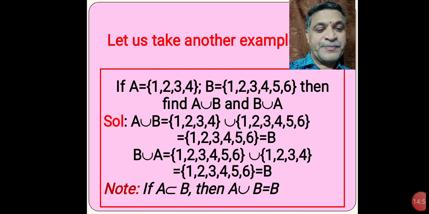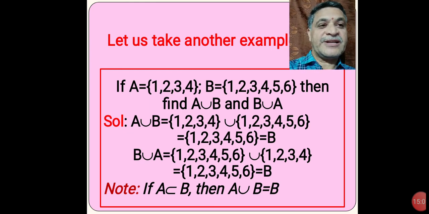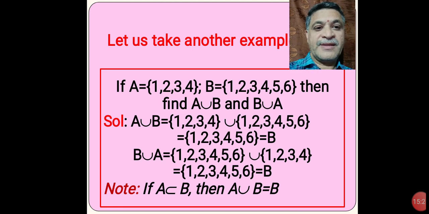Go to B union A. Write B, 1, 2, 3, 4, 5, 6, union 1, 2, 3, 4. Write the first set elements as they are, 1, 2, 3, 4, 5, 6. Go to the second set. 1 is there, no need to write. 2 is there, 3 is there, 4 is there. There is no need to write any element again. So that's enough. That is equal to B. So B union A is also equal to B.